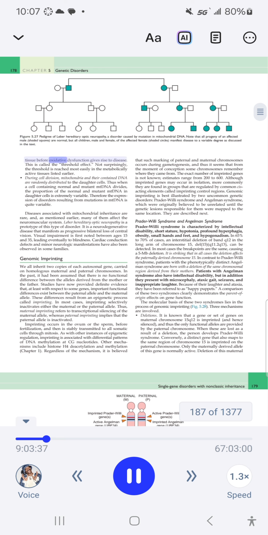This is called the threshold effect. Not surprisingly, the threshold is reached most easily in the metabolically active tissues listed earlier.